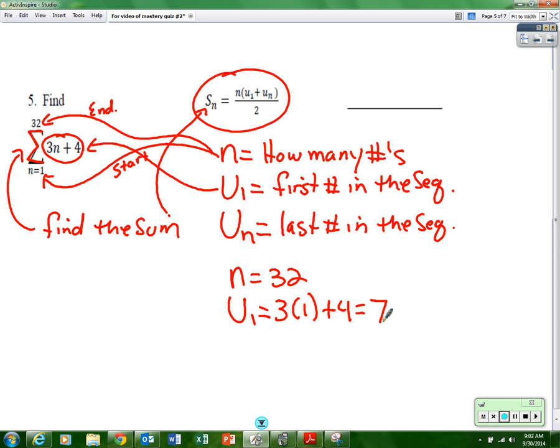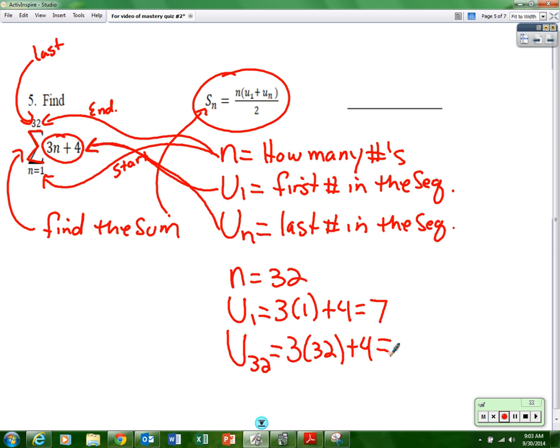Okay, the last number in the sequence, we're going to do the same thing. We're going to plug a number in to find the last number in the sequence. Well, what would the last number in the sequence be? Well, that would be the 32nd number in the sequence. So we're going to put a 32 in. So 3 times 32 plus 4, plug that into your calculator, it will spit out 100.